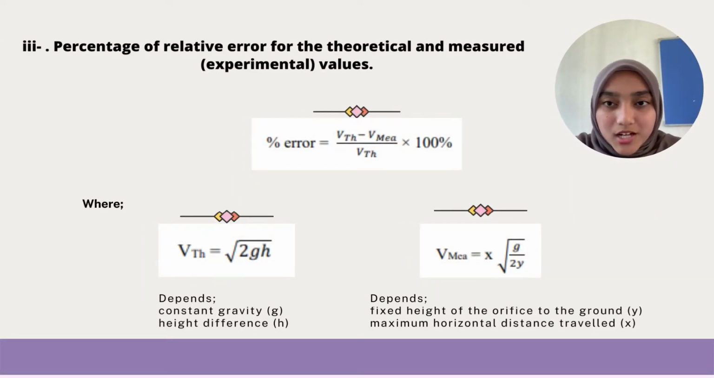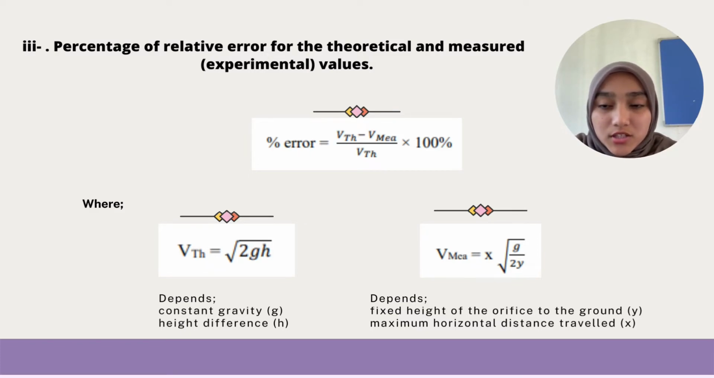After that, we do the calculations on percentage of relative error for the theoretical and measured value. The percentage of relative error can be calculated by using the formula: percentage error is equal to V theoretical minus V measured over V theoretical, multiplied by 100. So the theoretical velocity of flowing fluid depends on the gravity constant and the height difference between the orifice and the surface of the water. The formula is V theoretical is equal to square root of 2GH.